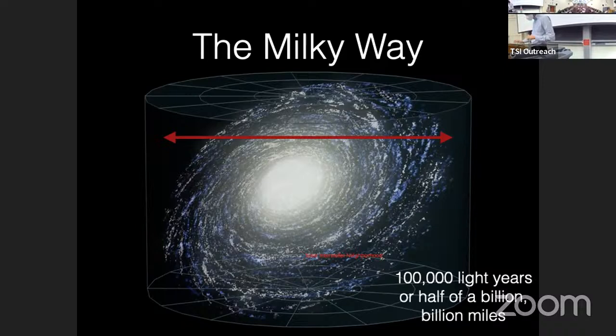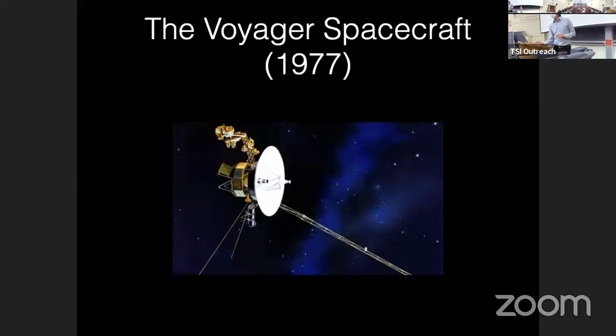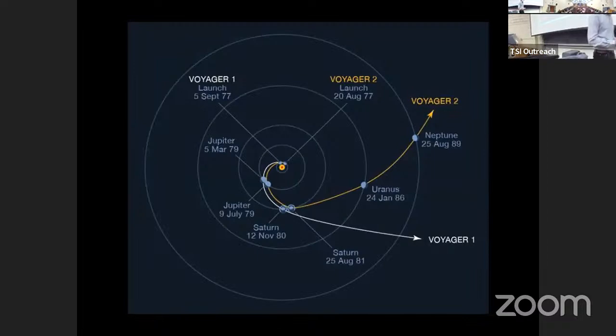This is when I first appreciated how big the universe is. So you can think about the Voyager spacecraft. This was a spacecraft launched in the 1970s. It slingshotted around a bunch of the planets, taking really lovely photographs, and then basically just kept going. And these are very, very fast moving spacecraft.